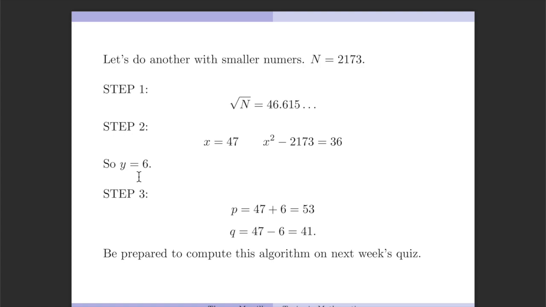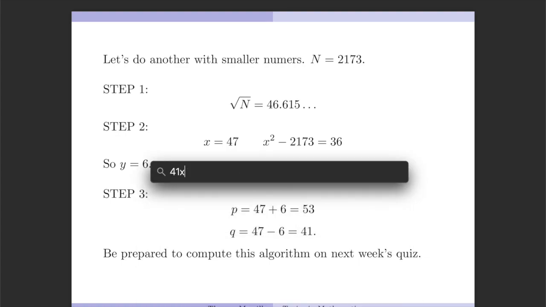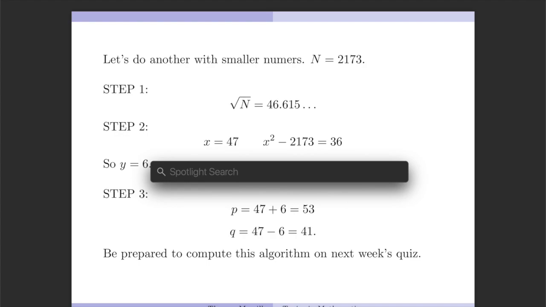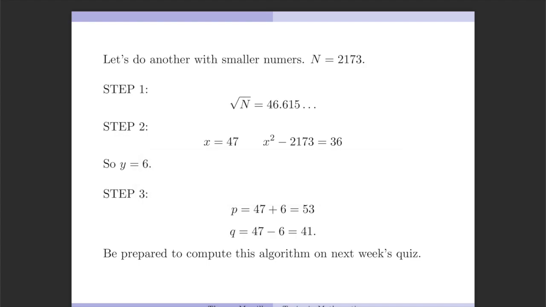You won't always do it in one step, but again, this is a very fast algorithm when your p and your q are close together. What are those primes, p and q? P is going to be 47 plus 6, so I get 53. Q is going to be 47 minus 6, and I get 41. So just check 41 times 53: 2,173, just as promised. Now the reason I've gone through 2 examples of this is that I will be quizzing you on this algorithm on our next quiz. So be ready for that.